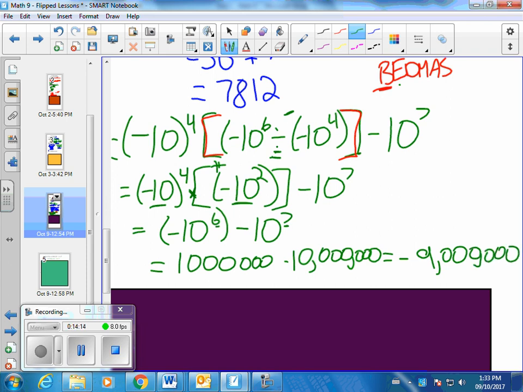And there we go. That's how we solve exponents using our exponent law shortcuts within the order of operations.